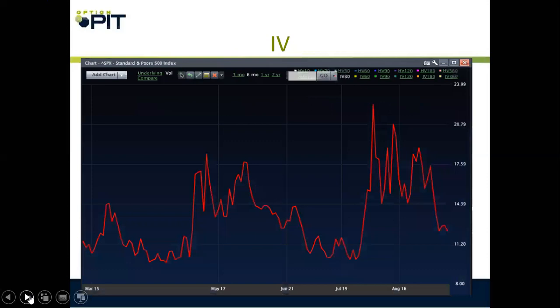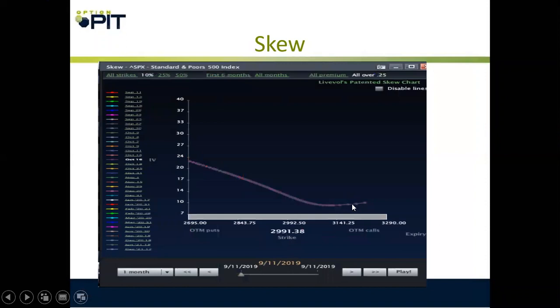So implied volatility is a moving target. It goes up and down. The VIX is the most famous measurement of implied volatility. It's basically how expensive are option prices? Really simple. Skew, I'm going to show you a picture of skew. This is a skew surface of October in the SPX. And what it's telling you, relative to at the money, which is right here, is how much do calls cost and how much do puts cost?